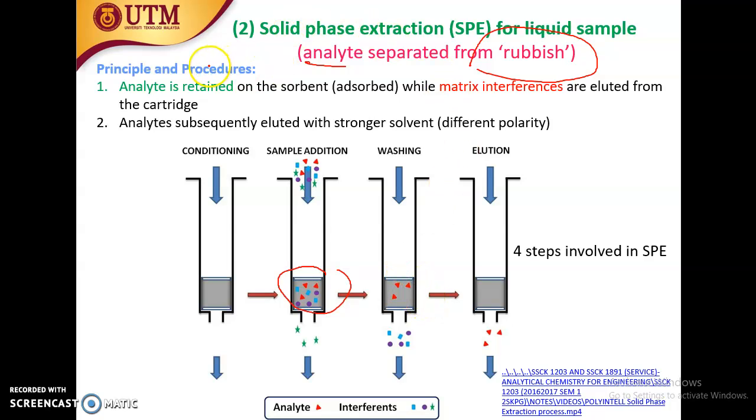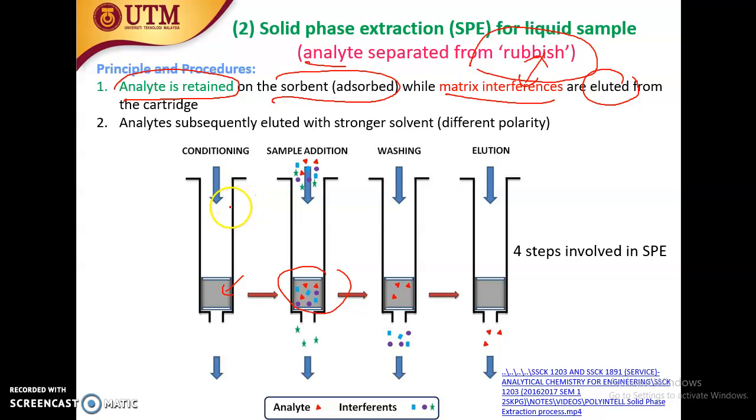Let's go one by one from the start. The principle of the SPE is retaining of the analyte on the sorbent bed, these particles, while matrix interference, rubbish, are eluted from the cartridge. Eluted means that we put elution solvent, such as organic solvent, to get the analyte out. The analyte is subsequently eluted with a stronger solvent, because a stronger solvent is usually needed by this analyte.